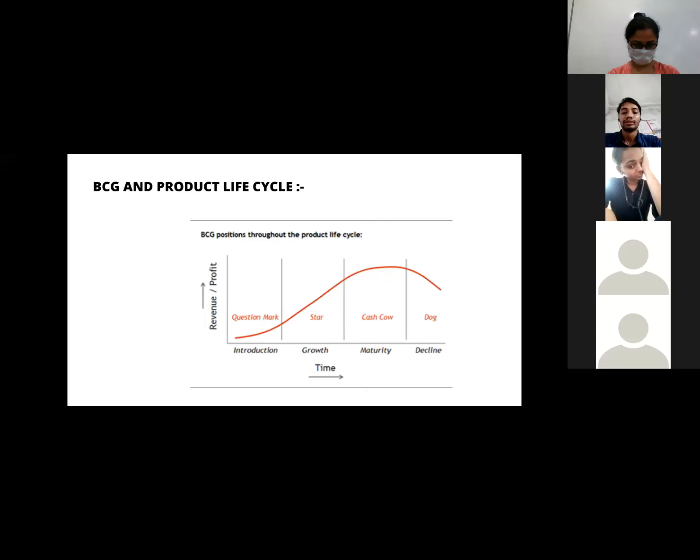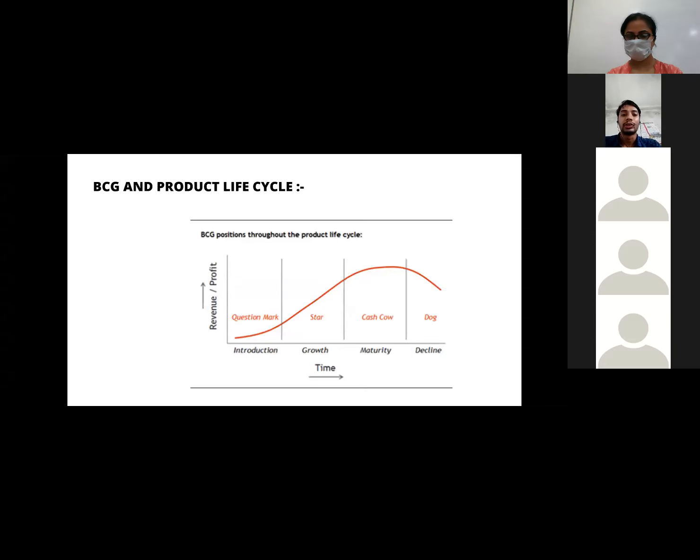We don't know, but if the product is properly managed, it may go to the star phase, or otherwise it may also go to the dog phase. This is the most crucial phase for the marketer, who decides how to introduce the product on the basis of what pricing he selects, what the main demand of the customer is, and on different bases, that is technology and consumer perception. And the second one is star, which we can compare with the growth phase.